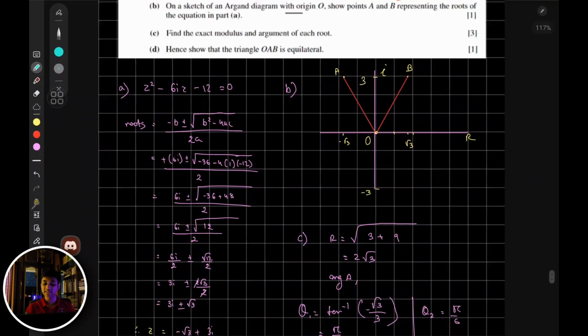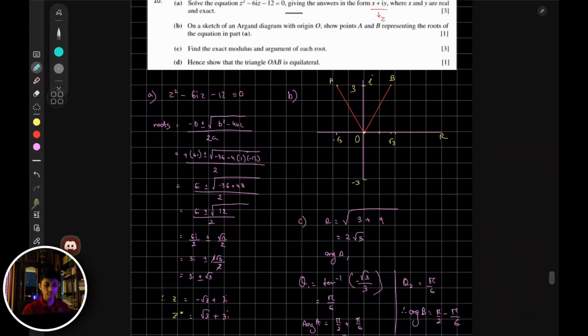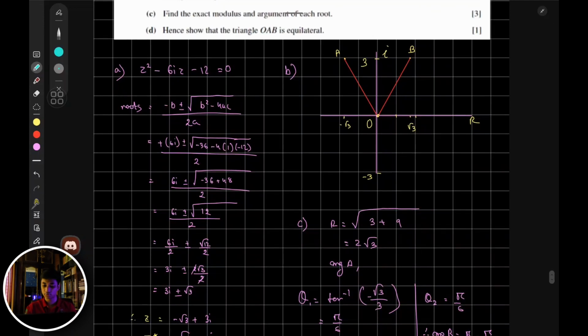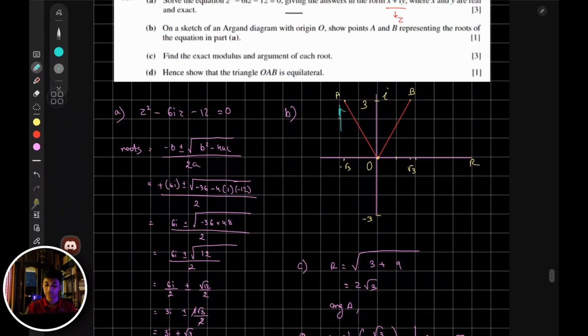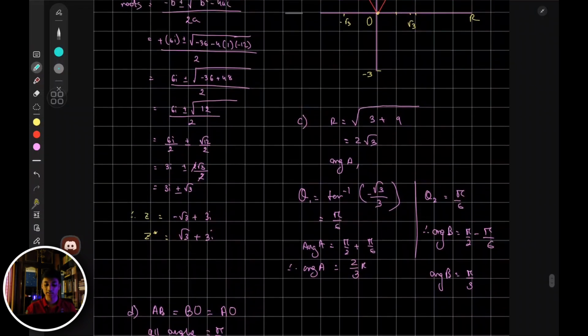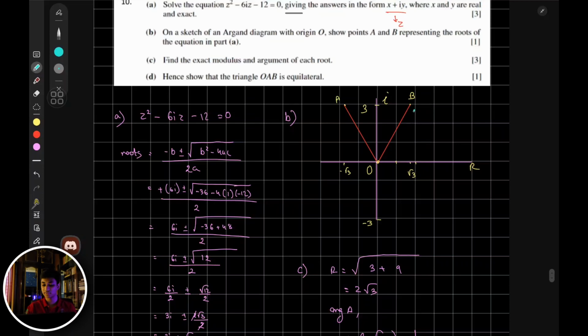Great. So if that is the case, the next question asks you, on a sketch of an Argand diagram with origin O, show the points A, B representing the roots of the equation in part A. Okay, so they're asking you to plot these two complex numbers. So if you plot it, first is minus root 3 plus 3i, where the imaginary value is 3. So this is A, and the other one is root 3 plus 3i, root 3, positive 3i. So A, B. Great. These are the two complex numbers.